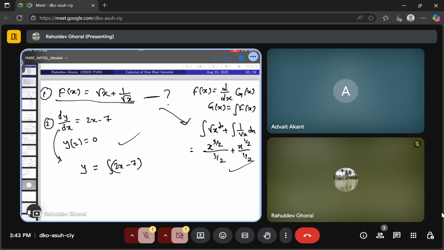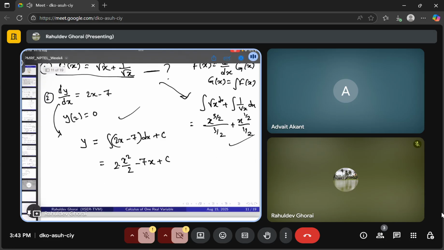minus 7 dx plus c, that is equal to 2 times x square over 2 minus 7x plus c, and y(2) equals 0 is given to you. So that implies 0 is equal to y at 2 is 0, so 2 square minus 14 plus c, that implies c will be 10, and then y will be x square minus 7x plus 10, right? Yes. I mean, why these type of questions, I don't know.